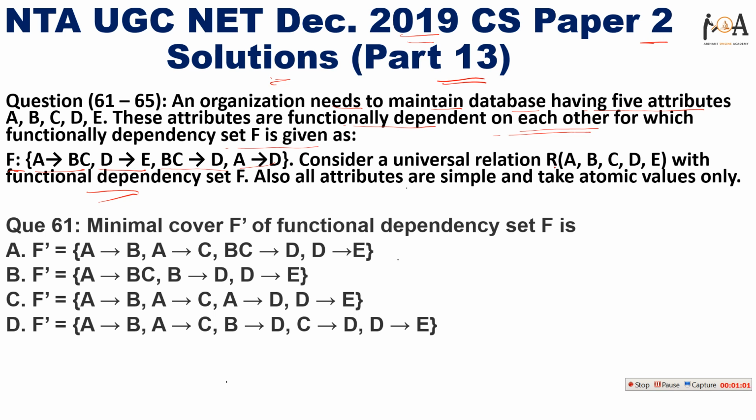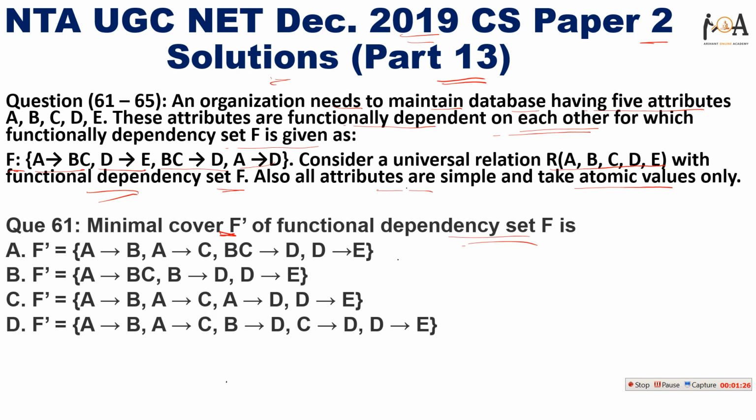Consider a universal relation R on A, B, C, D, E with functional dependency set F. Also, all attributes are simple and take atomic values only. Now question number 61 is: the minimal cover F dash of functional dependency set F is? What is the minimal cover F dash of the functional dependency set?